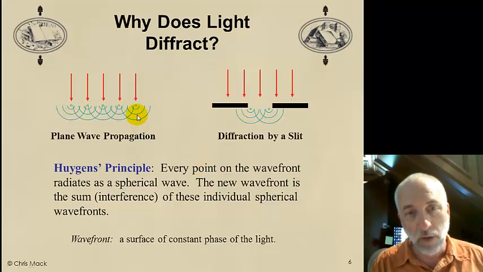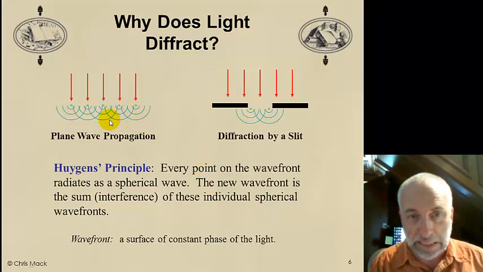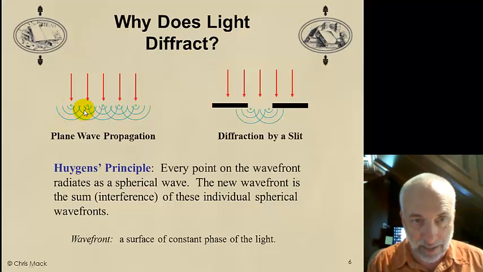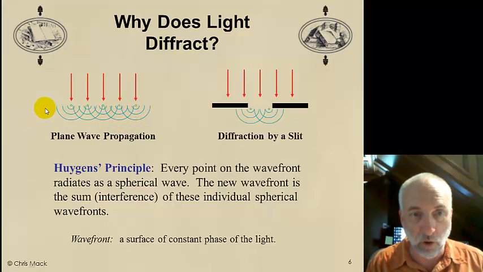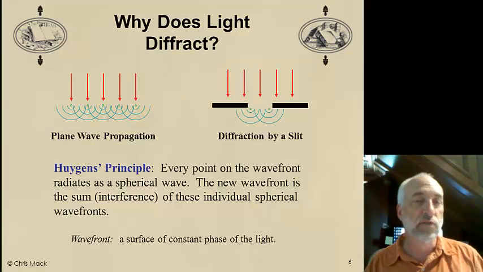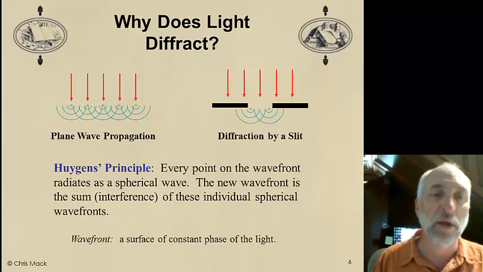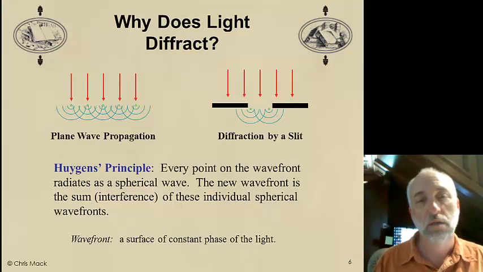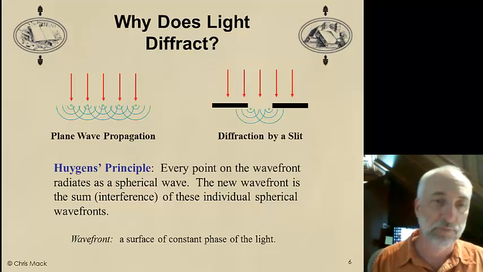Then, if I want to know what the wavefront is some little bit of time later, I simply take the wavefront at that time, say this circle coming from this point, and here's a sphere coming from this point, and then there's another sphere coming from this point. If I added up all of these wavefronts from all of the individual points that I broke my original wavefront into, I summed them all up, I would get the new wavefront. This is Huygens' Principle.